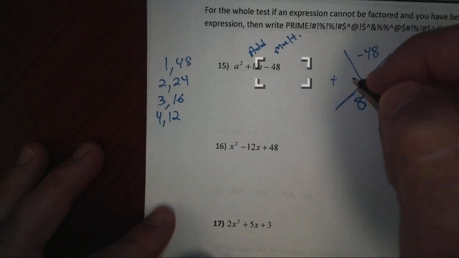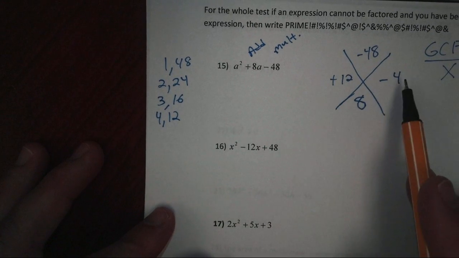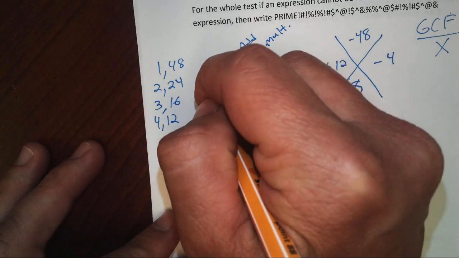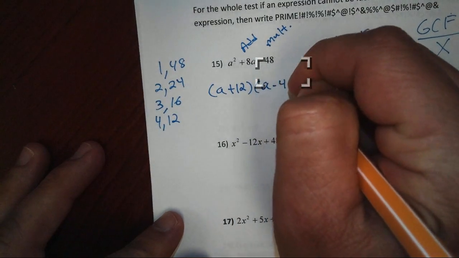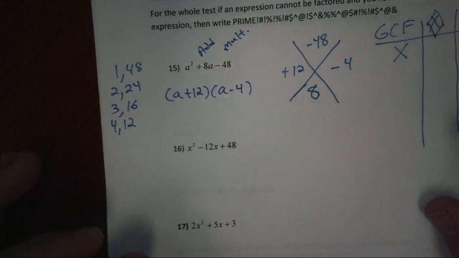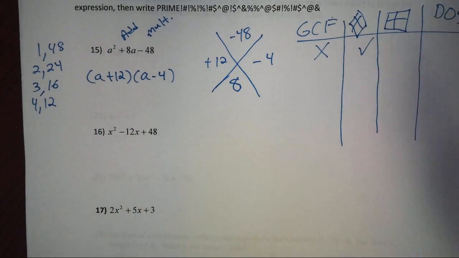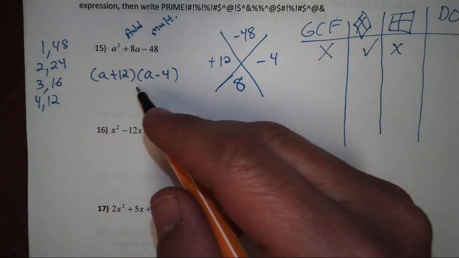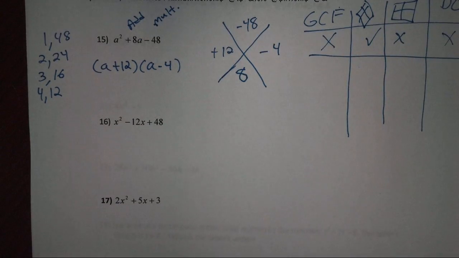I'm going to make the 12 positive, because I need to have more positives than negatives. So 12 plus a negative 4 is a positive 8. So we've got our answers, a plus 12 and a minus 4. So we did the diamond. I look at my leftovers. Neither of these are box diamonds, and we don't have difference of squares. So that one is done.